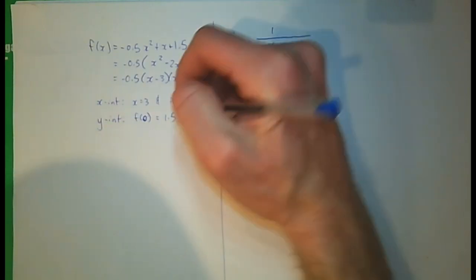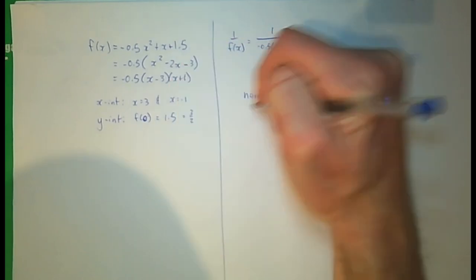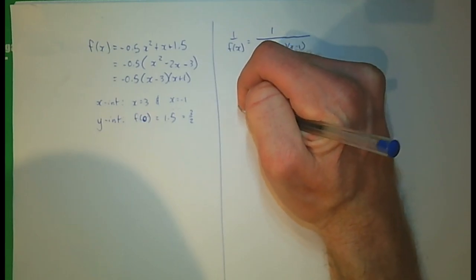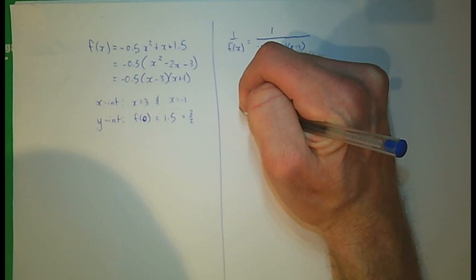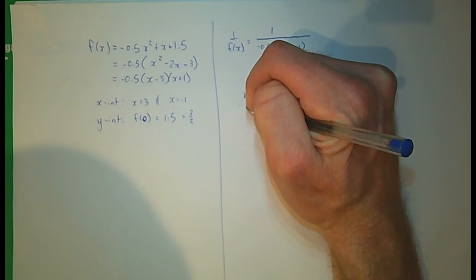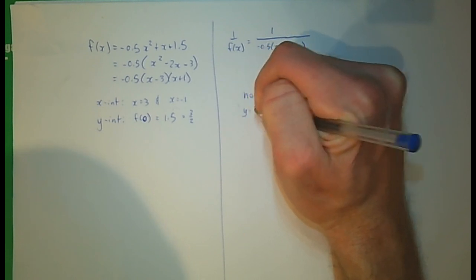So 1.5 is technically 3 over 2. So this is going to be 1 over 3 over 2, which is 2 over 3. Okay, the y-intercept is 2/3.